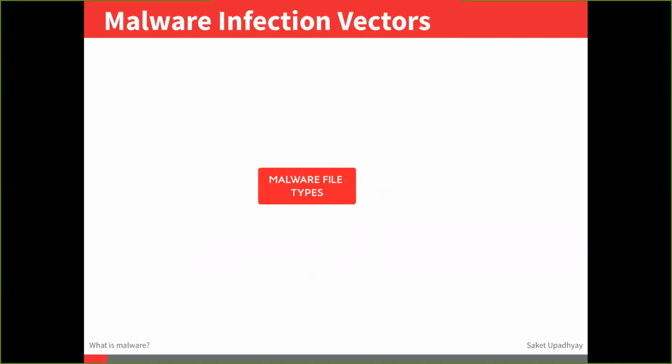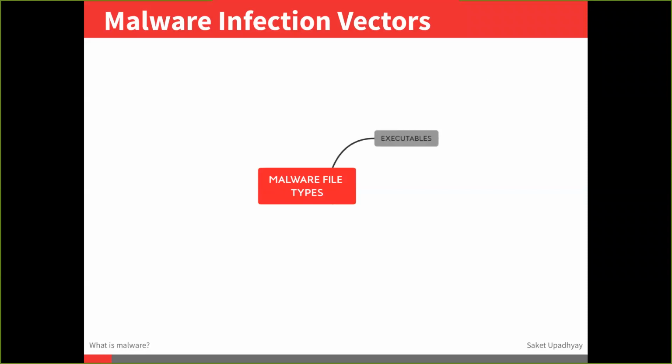So let's talk about malware infection vectors. When we talk about malware, most people say it's just an executable. But malware can be any script, an executable. It can be contained in a file. We have droppers. They drop malware by other methods.